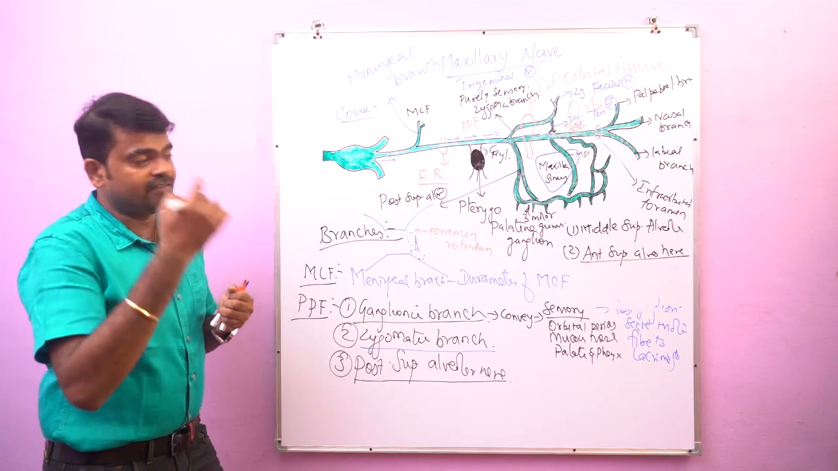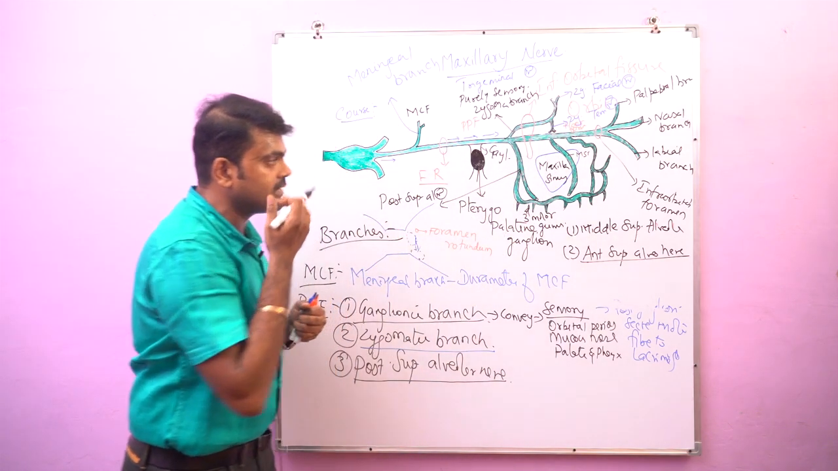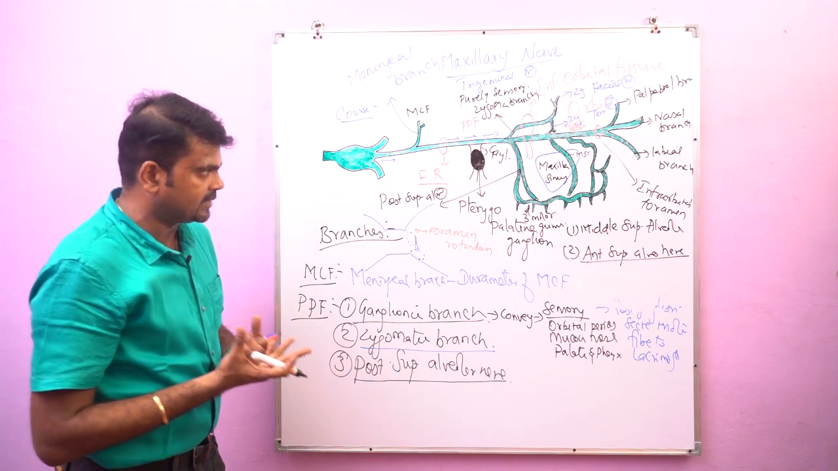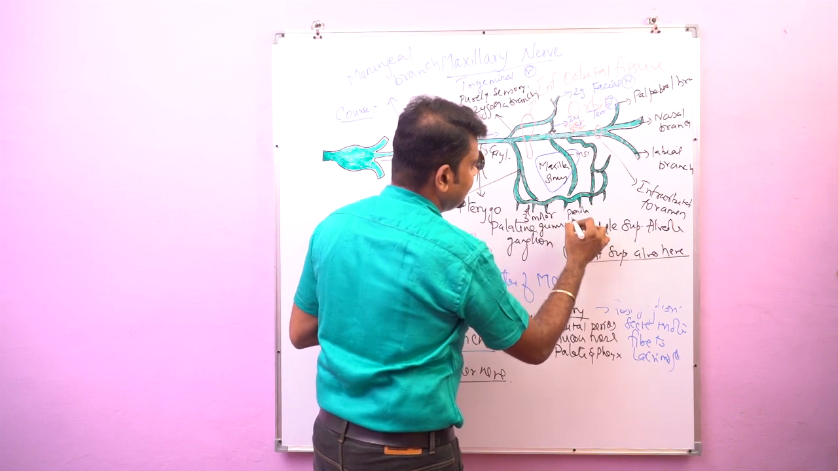So this middle superior alveolar nerve passes downwards along the lateral wall of the maxillary sinus and breaks up to form a superior dental plexus, going to supply the premolar teeth and adjoining gums.